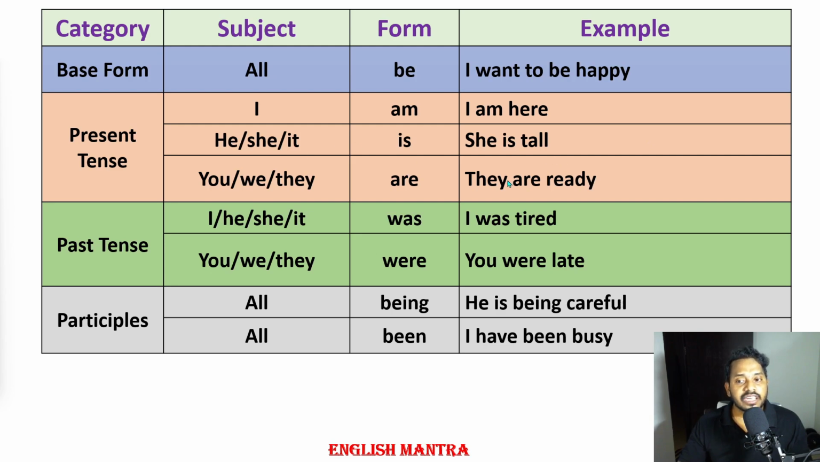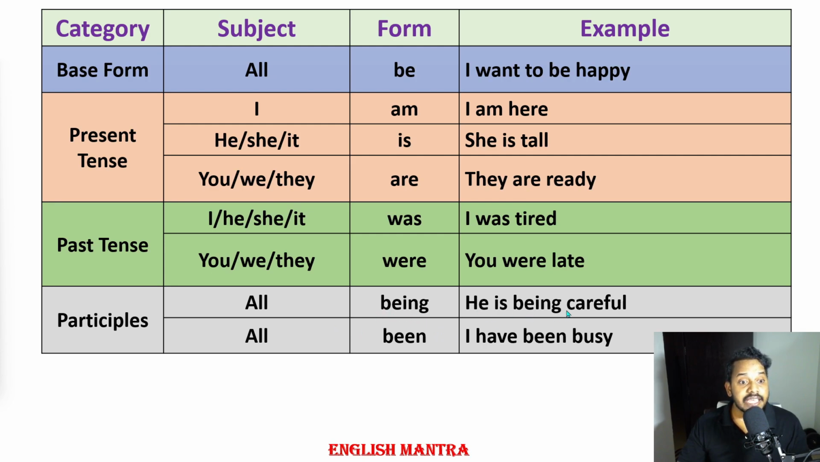And when we are talking about any past tense, for subjects I, he, she, it, we use was as a be form. I was tired, he was tired, she was tired, it was tired. And for the remaining subjects, you, we, they, we use were as a be form. Okay, you were late, we were late, they were late. And we have 2 more be forms. Those are participle forms. One is present participle, being.